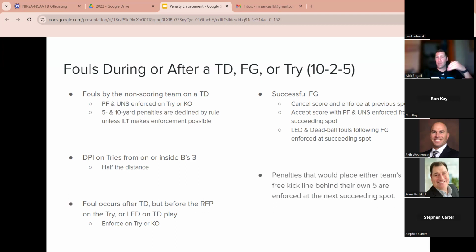If we have a situation, and I've never been involved in this, and I hope that you are never involved in this, where we have multiple penalties to be enforced on a free kick and they cause either team's free kick line to be behind their own 5-yard line, instead of enforcing them now, we will put them in our pocket and enforce them at the next succeeding spot following the kickoff.